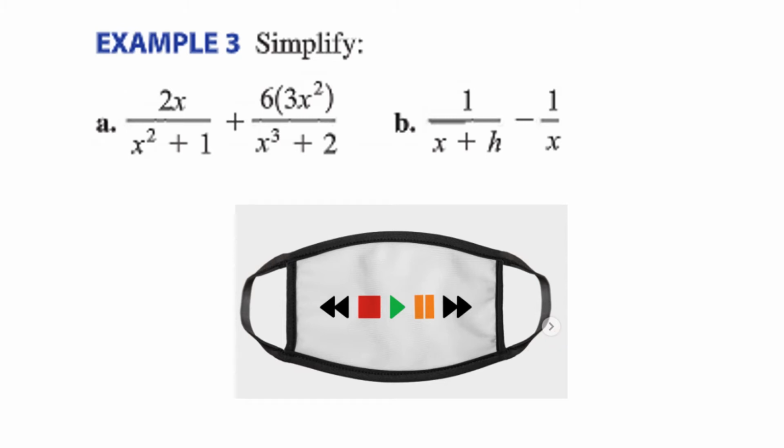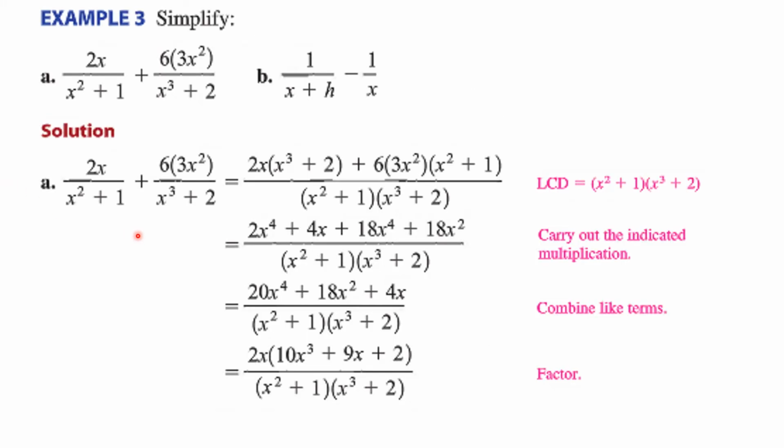Let's see how you did. So in part A, the common denominator is going to be the product of these two expressions. So in the first fraction, we're going to have to multiply top and bottom by x cubed + 2. And in the second one, you're going to have to multiply top and bottom by x squared + 1. We multiply this out and simplify it, and we do the multiplications. Then we combine like terms, and then we factor to see if anything will cancel. And this is our final answer.